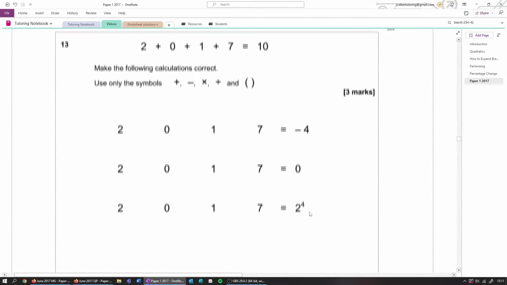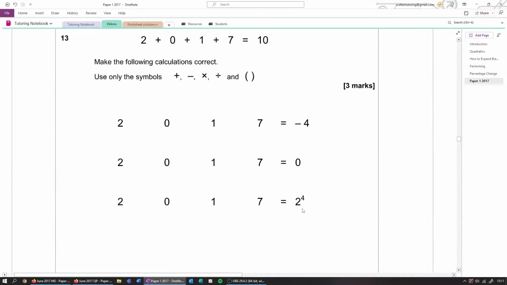Let's have a look at the next bit. So this one here, I think is quite difficult, but it's 3 marks. I think it could be 4 or 5 maybe, but let's have a go. So we need to make these following calculations correct using only these symbols. Okay, so we need to make -4. How are we going to do this? Well, I could add these 3 numbers here. This will add to make a 3. And then when I take away 7 from 3, I will get -4.